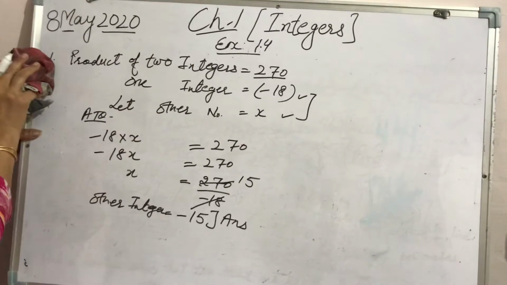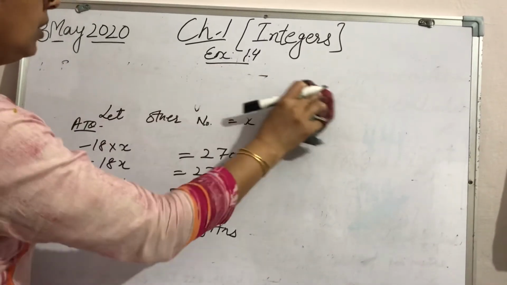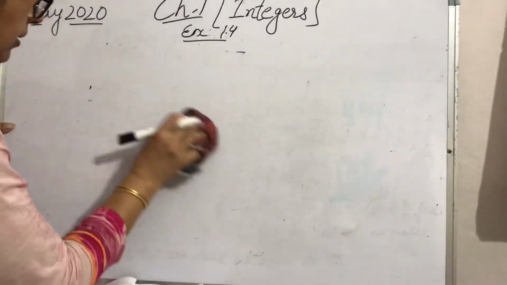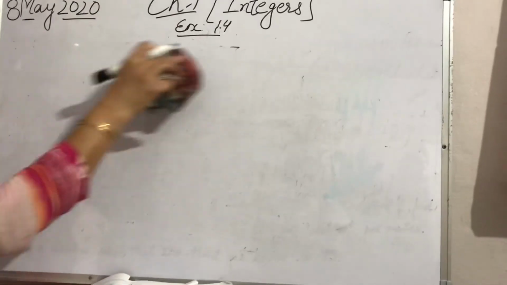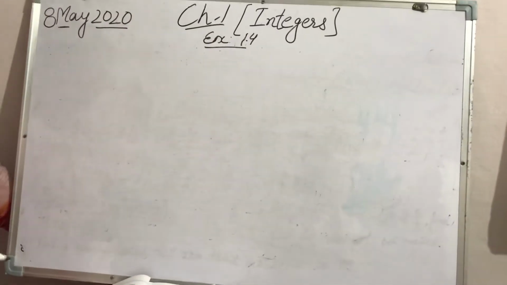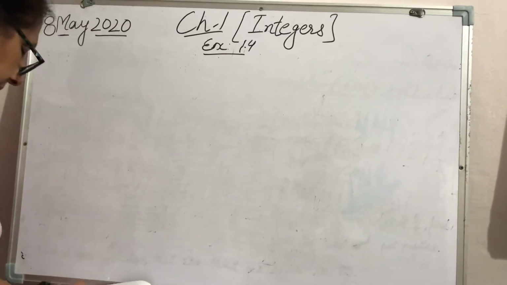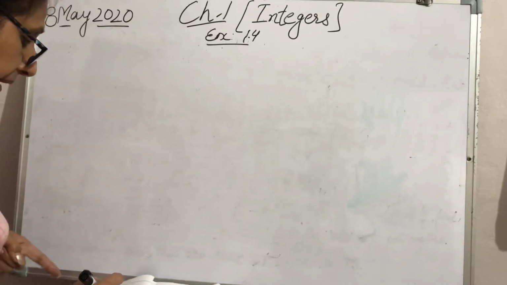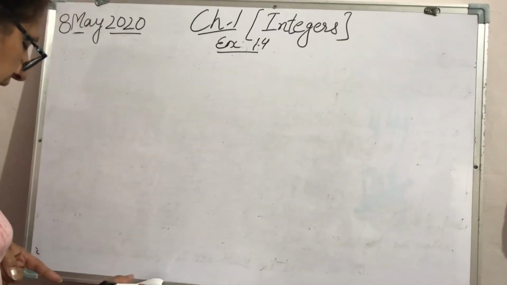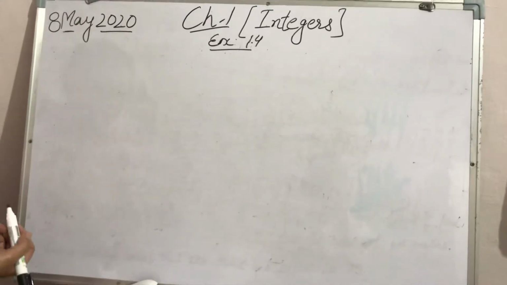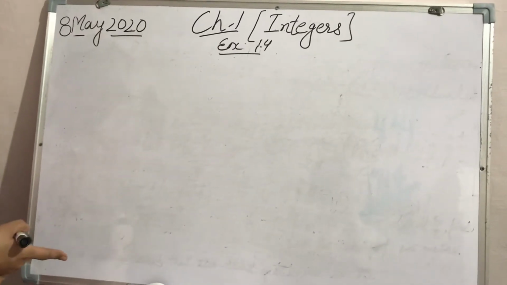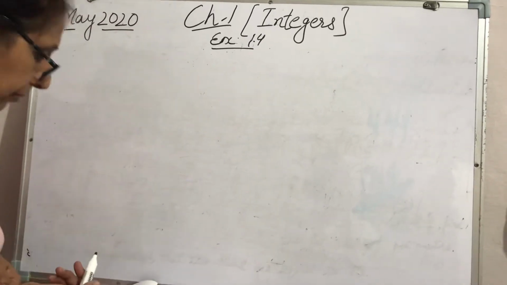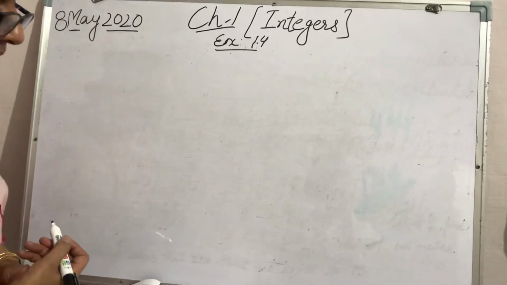Next, question number 2. Again, read the statement. First of all, try to understand the statement. Read it carefully. So the second question of this exercise: find an integer which when multiplied by 4 and divided by 9 becomes minus 28. It means we have to find such an unknown number which, when multiplied by 4 and divided by 9, becomes minus 28.